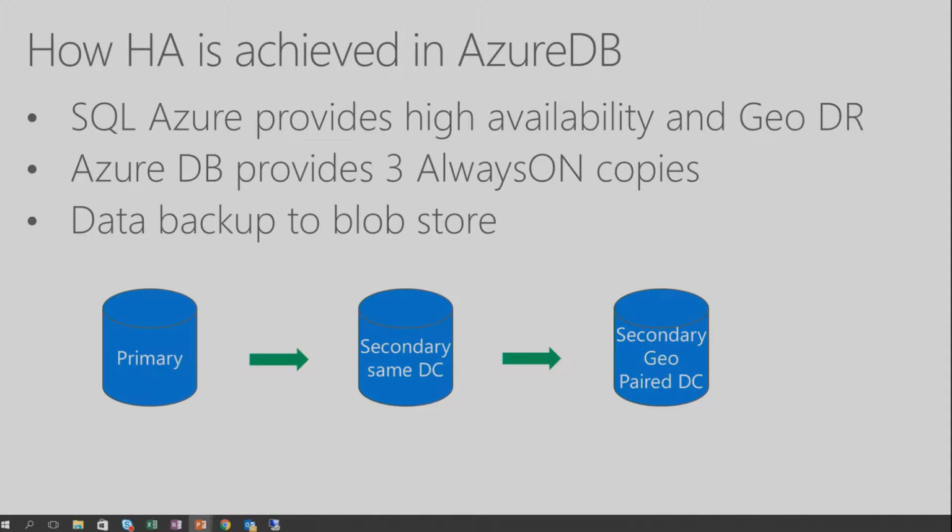Now, the technology that we use for this high availability and disaster recovery is called Always On. Always On was a technology introduced in SQL Server 2012. The goal is that if the primary node goes down, we can fail over in seconds. So that is one important point.